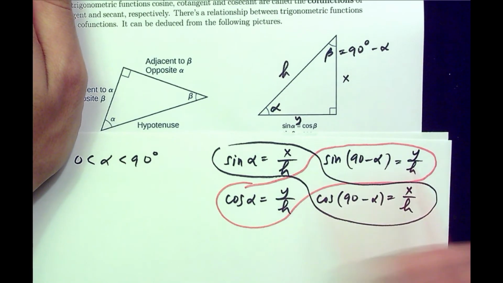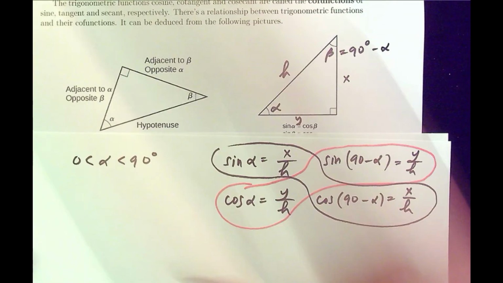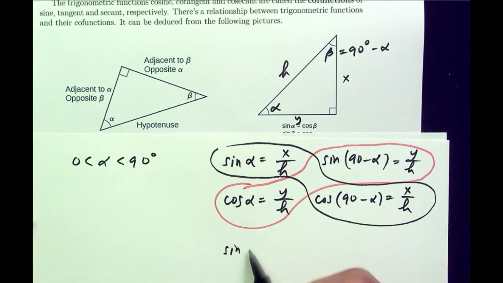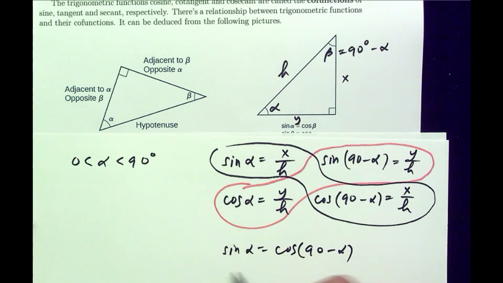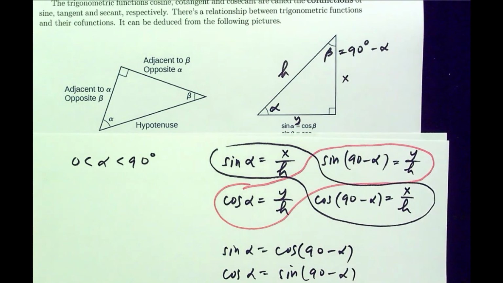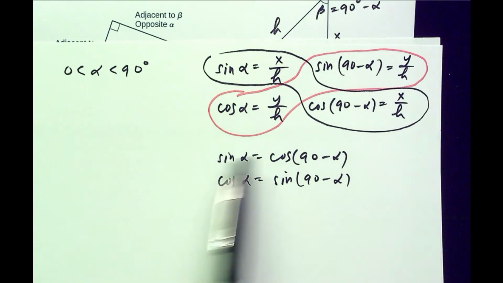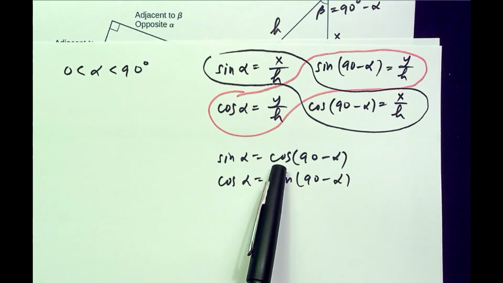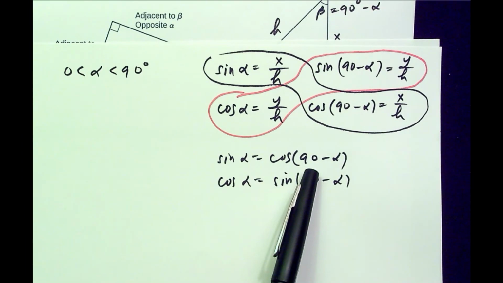These two are exactly the same. So in other words, that means that sine of alpha equals cosine of 90 minus alpha, and that cosine of alpha equals sine of 90 minus alpha. What this basically says is that if you start with sine, you can change that sine to a cosine, provided that you change also the angle to the complementary angle.